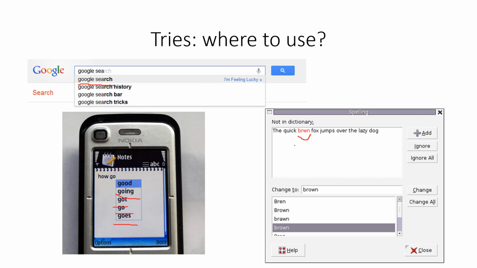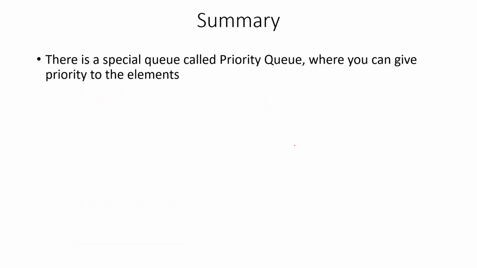So tries are, I think, one of the most used data structures in software, and a lot of people use a trie without even knowing that it's behind the scenes.